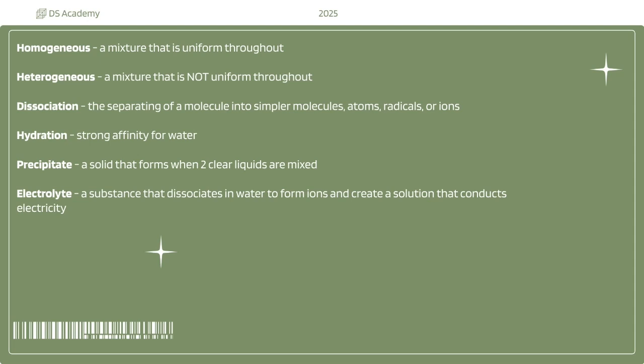Dissociation, the separating of a molecule into simpler molecules, atoms, radicals, or ions. Hydration, strong affinity for water. Precipitate, a solid that forms when two clear liquids are mixed. Electrolyte, a substance that dissociates in water to form new ions and creates a solution that conducts electricity.